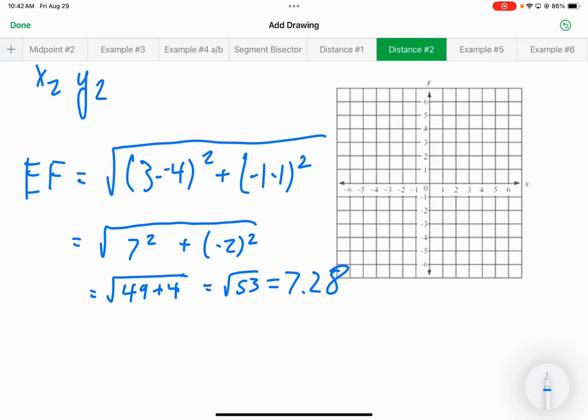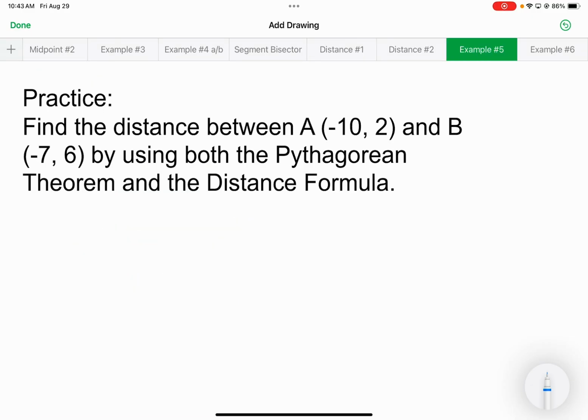When you guys take your state test, if this is an extended response question and they want you to find the distance, you can write your answer as square root of 53, or if you're comfortable working with decimals, then you can write your answer as a decimal. Either one's fine. Okay. All right. Next up.